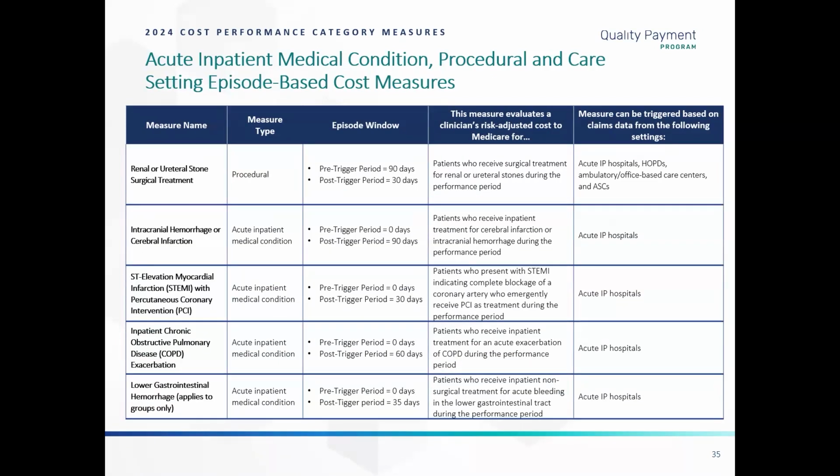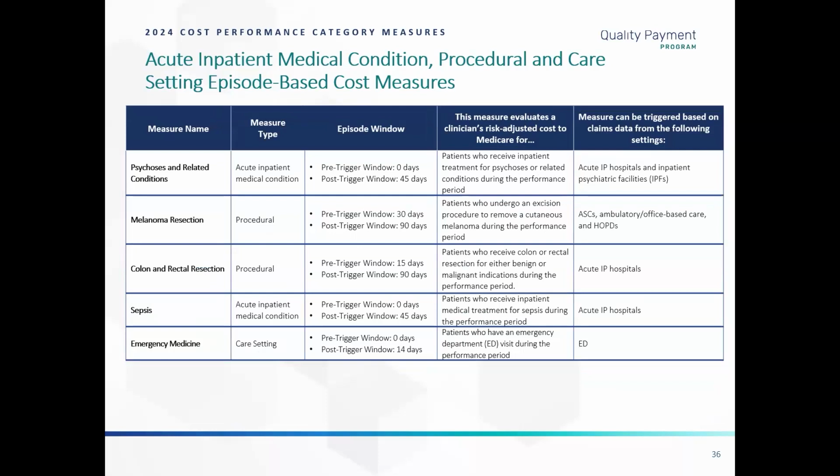Renal or ureteral stone surgical treatment, intracranial hemorrhage or cerebral infarction, STEMI PCI, inpatient chronic obstructive pulmonary disease exacerbation, COPD, lower gastrointestinal hemorrhage, and that's at the group only. Next slide, please.